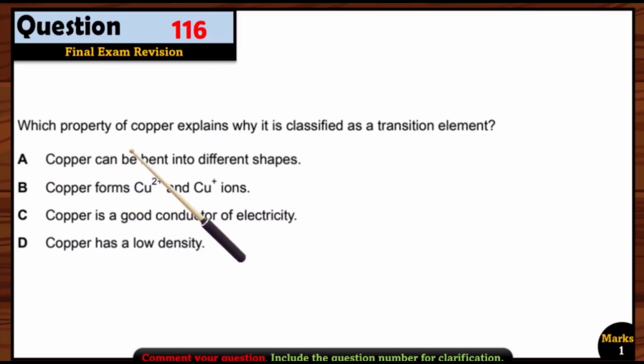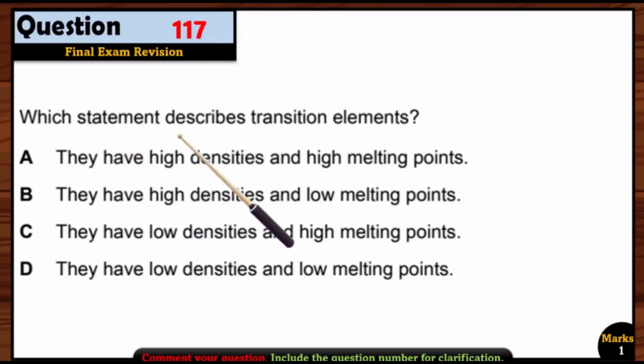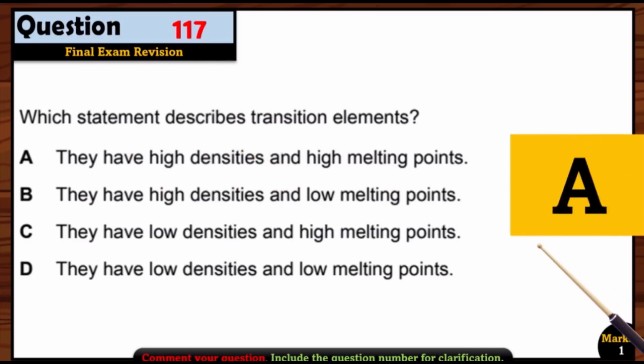Question 116. Which property of copper explains why it is classified as a transition element? Of course, it has variable oxidation states. That's why. So copper forms copper 2+ and copper+ ions. So that's why it is a transition element. B is the right option here. Question 117. Which statement describes transition elements? They have high density, yes. High melting points, yes. Right. So option A is the right option here.